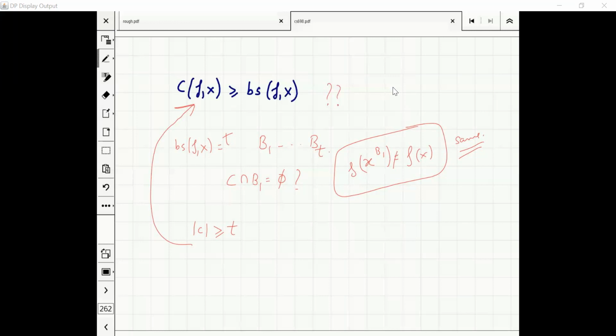Questions about this? Did people get this? C intersection B1, why should it be non-empty? Why cannot it be phi? Should I explain it once more? Yes. Right. So remember, the biggest block sensitivity, let's say it is T. That means I know there are T disjoint blocks such that f of x is not equal to f of x with the block flipped. Correct? This is by the definition of block sensitivity.